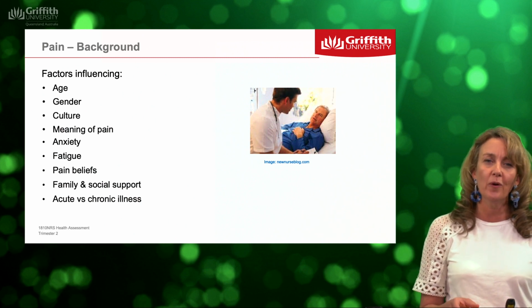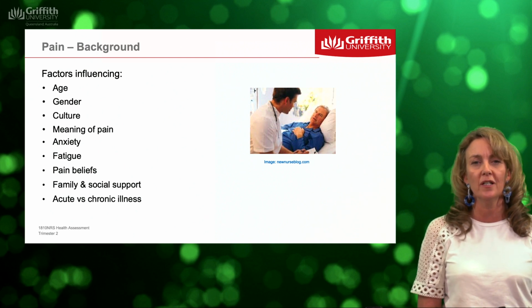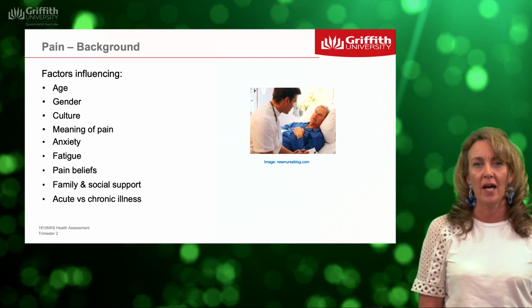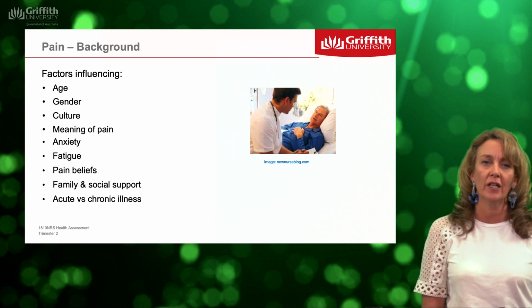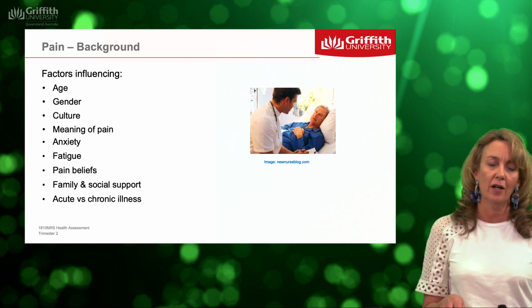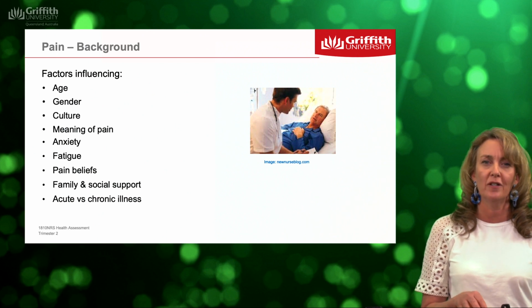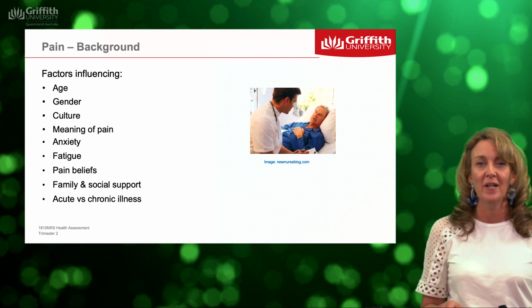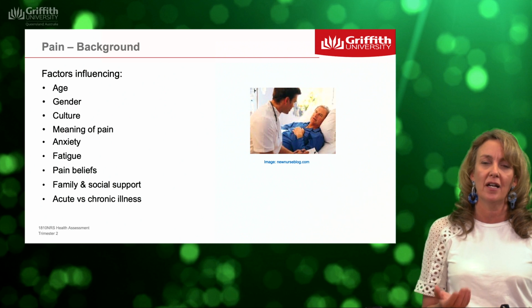Family and social support can make a difference as well. If people feel isolated or feel well supported, it can make a difference in their experience of pain. And acute versus chronic illness. So someone who's acutely unwell and in pain compared to someone who's had pain for a long period of time can really make a difference about that subjective nature of pain.